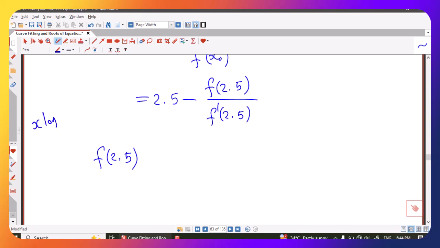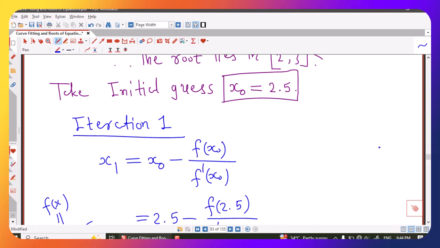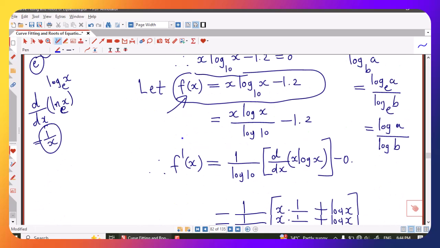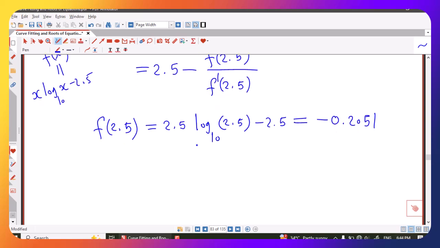Our function fx was x log x base 10 minus 2.5. This is our fx. So here I put x equal to 2.5. 2.5 times logarithm of 2.5 base 10 minus 2.5, and using scientific calculator I obtain this value as minus 0.2051, and because I am asked to calculate root up to 4 decimal places, I have done all my calculations using scientific calculator fixed up to 4 decimal places.